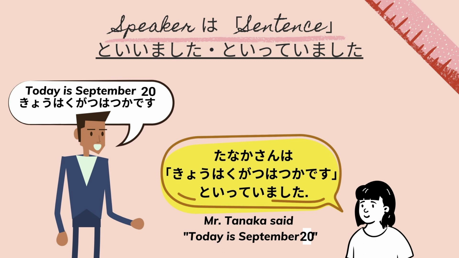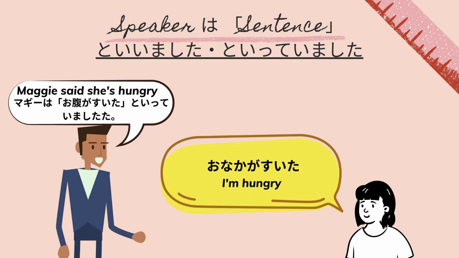For example, kyou wa kugatsu hatsuka desu. Ngayon, i-quote mo siya. Since narinig mo siya directly, sasabihin natin, Tanaka-san wa kyou wa kugatsu hatsuka desu to itte imashita. Ngayon, sabi naman dito, onaka ga suita, I'm hungry. Sabi ni Maggie, siya ay gutom. So, sabi naman ni Tanaka-san, Maggie-san wa onaka ga suita to itte imashita. Sabi ni Maggie-san, siya ay gutom.